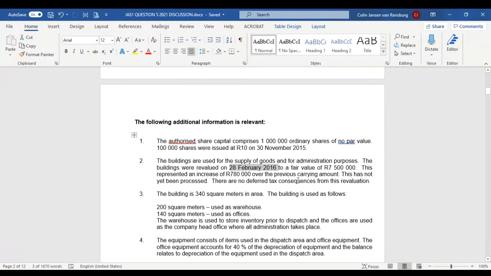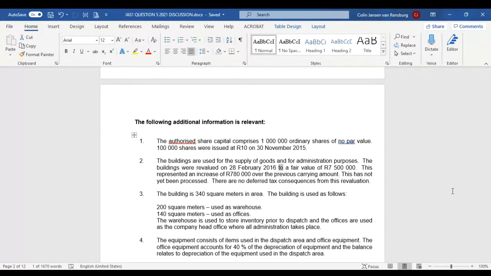And then they say it was revalued to a fair value. You remember we said when we looked at the conceptual framework that a company can use many valuation bases, one of them being fair value. So this one was revalued to a fair value of 7,500,000 rands. Ladies and gents, that little two-letter word there is very important. Make sure that you read that correctly. It was revalued not by 7.5 million, it was revalued to 7.5 million.